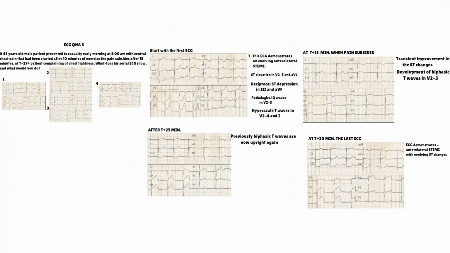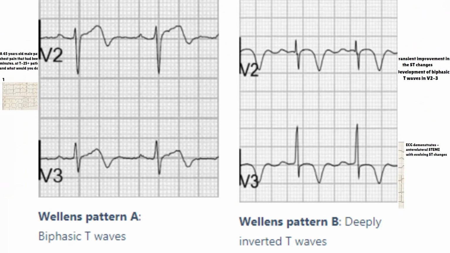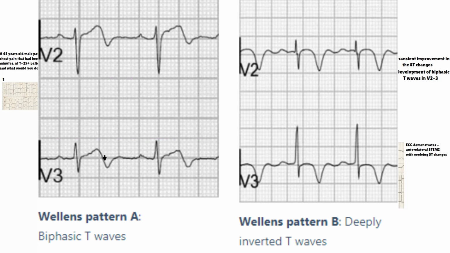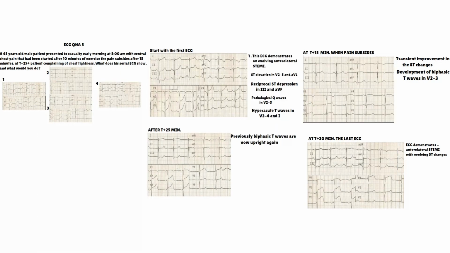So the golden point here is that there are two different patterns of T wave abnormality seen in Wellens syndrome. Type A is biphasic with initial positivity and terminal negativity, which is seen in 25% of cases. And type B is deeply and symmetrically inverted T wave, which we see in most cases, meaning 75% of cases. These changes evolve with time after reperfusion.